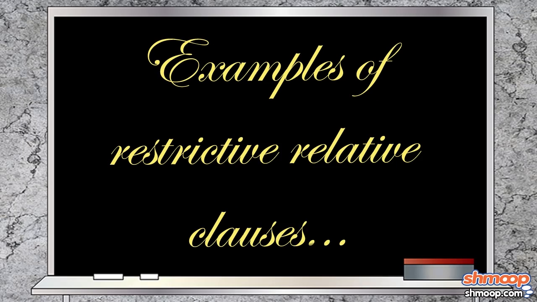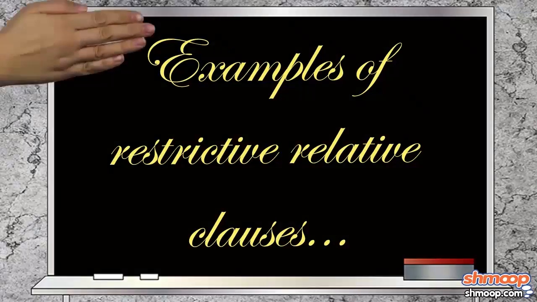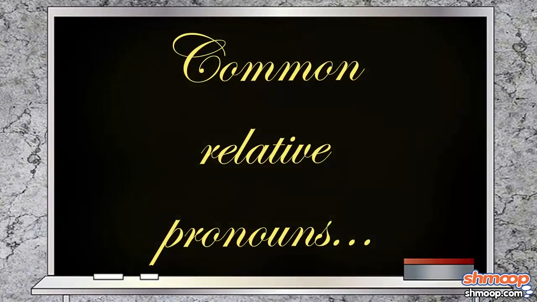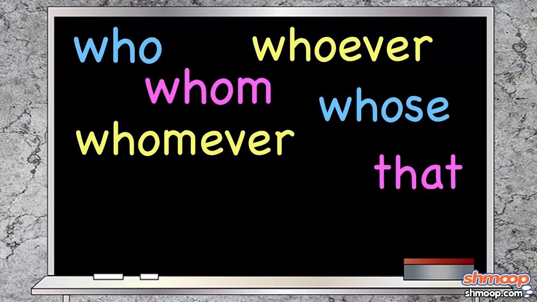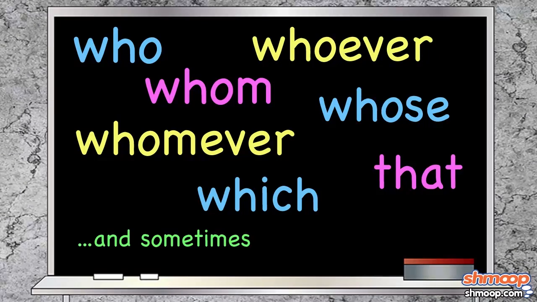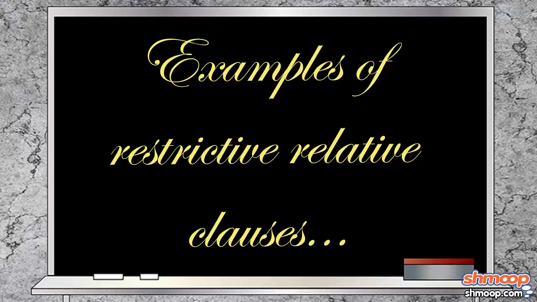So before we move on to some examples of restrictive relative clauses, let's go over the relative pronouns we're likely to encounter. They include who, whom, whoever, whomever, whose, that, and which, like you see here. The words what, when, and where can also sometimes serve as relative pronouns. Okay, time for some examples of restrictive relative clauses.